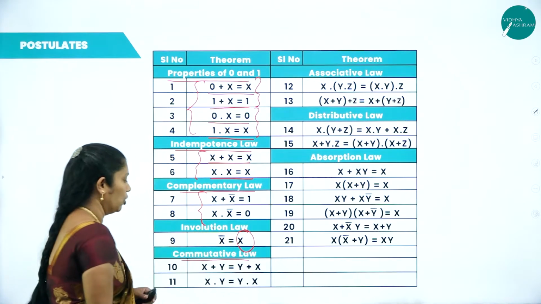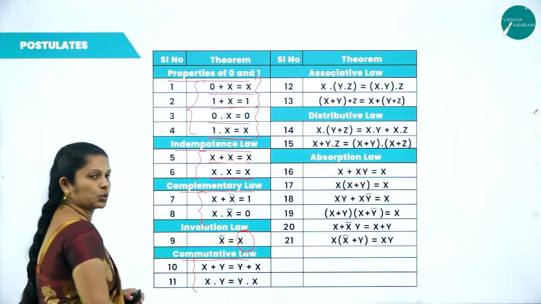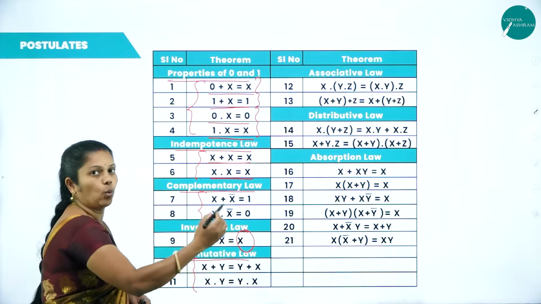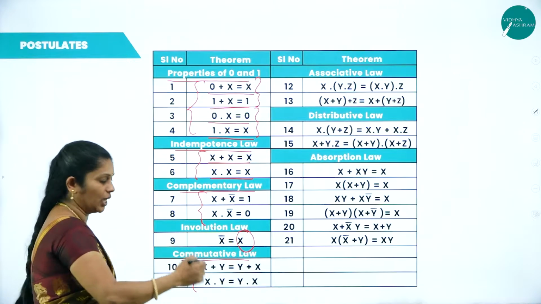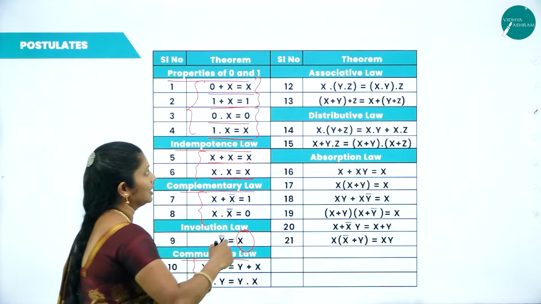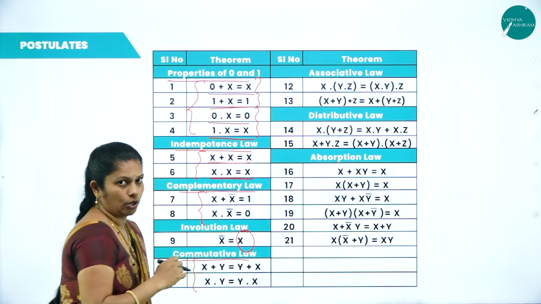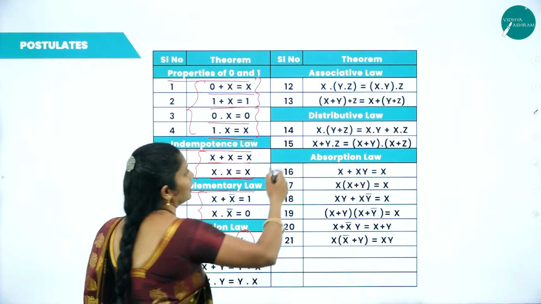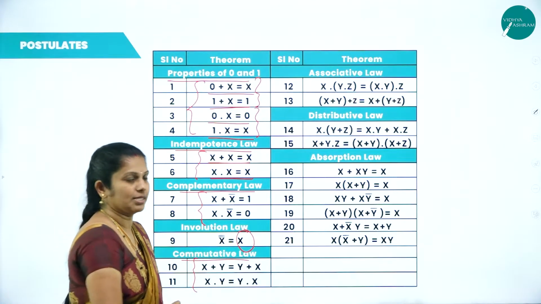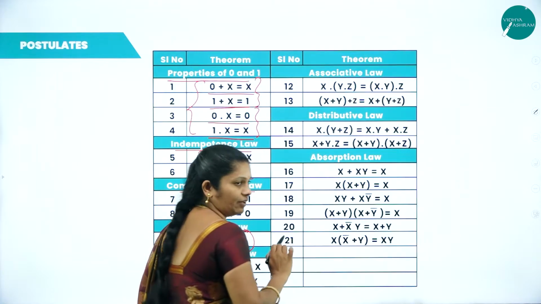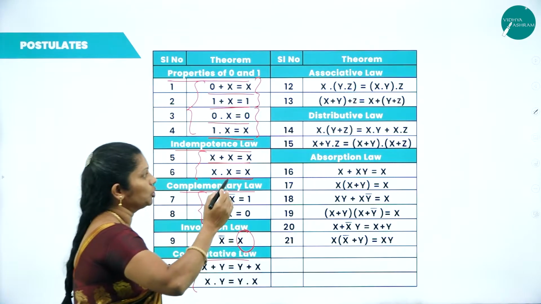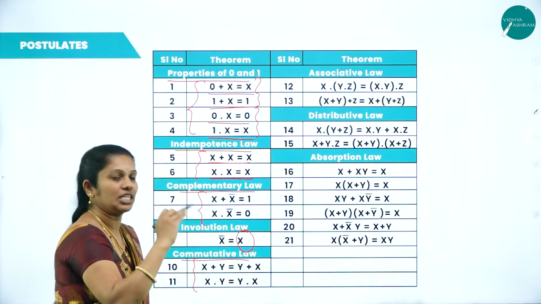Next, the commutative law. The commutative law states that x plus y equals y plus x. If I interchange the position, x plus y is the same as y plus x. In the same way, x into y equals y into x. If I interchange the position, then also we get the same result. Next one, the associative law. This associative law states that if I interchange the position of the bracket, then also we get the same result. For example, here x into (yz) is the same as (xy) into z. In the same way, here also we have plus, so we can also regroup the expression.